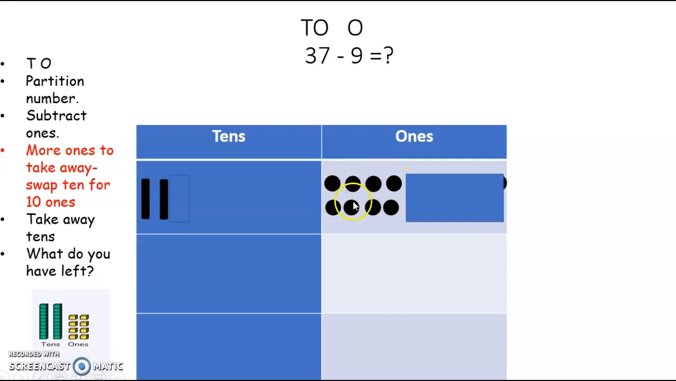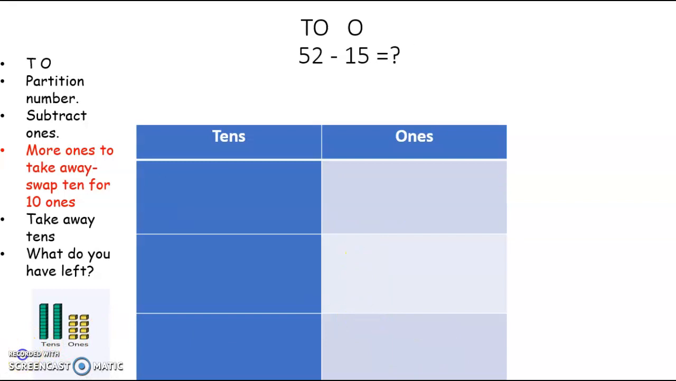I have 8 left over and I have 2 tens left over. So 37 take away 9 is 28. I have 52 take away 15. We are partitioning 52 into tens and ones, so we have 2 ones and 5 tens.